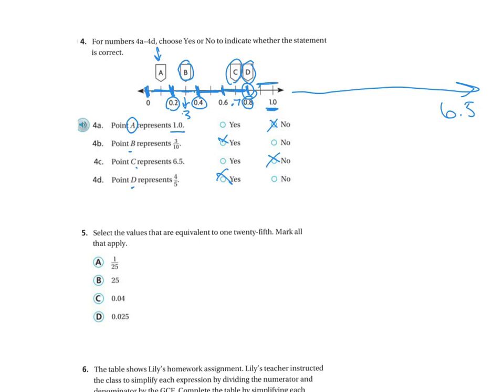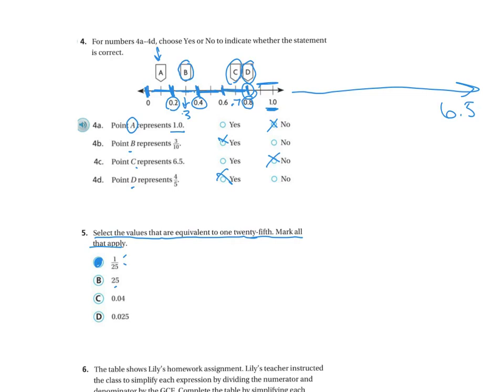Okay, next it says select the values that are equivalent to 1/25 and mark all that apply. So 1/25, so there's 1/25. See here, 1/25. 25, nope.